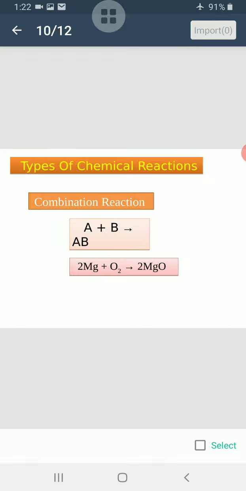So the last characteristic is change of state. In some chemical reactions, there is a change in physical state of the reactants and the products. To show the change of state, we denote S for solids, L for liquids and G for gases. And these symbols are written after the formula of the reactants and products.